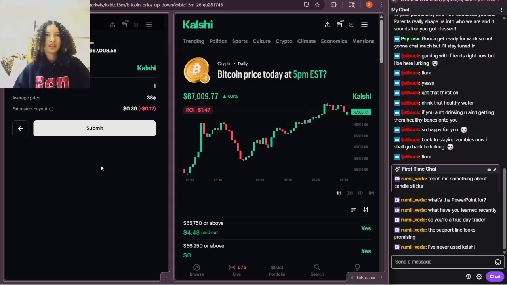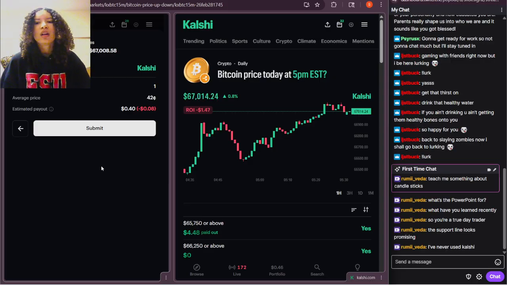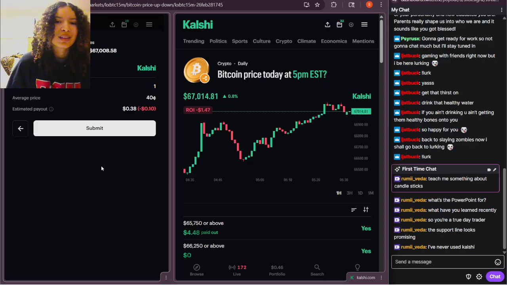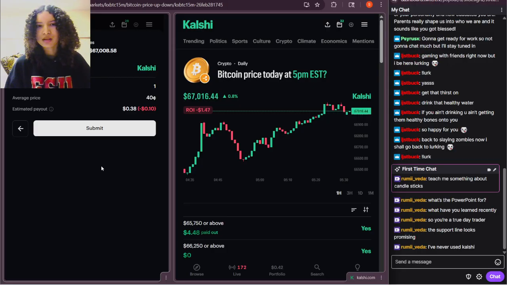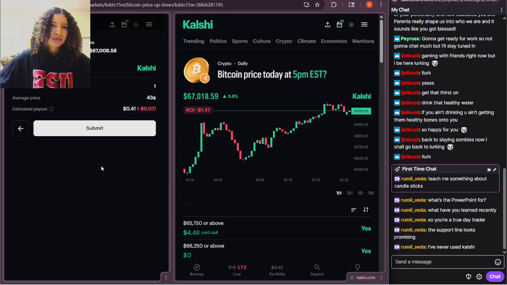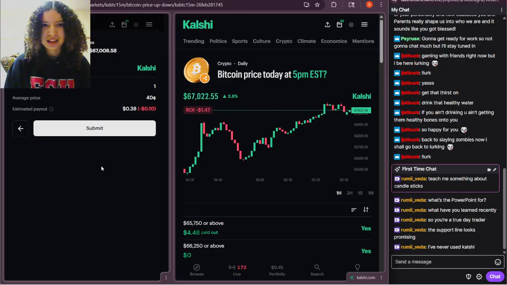Now we wait. And yeah, Kalshi is pretty cool. Though something that's not so great is, to my knowledge, there's no stop loss on Kalshi, so it's more risky. But you can trade on sports, culture, whatever, climate.